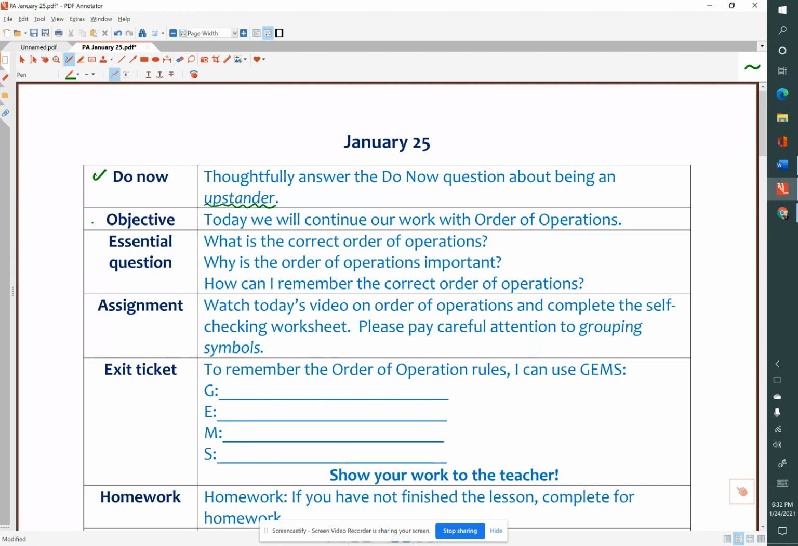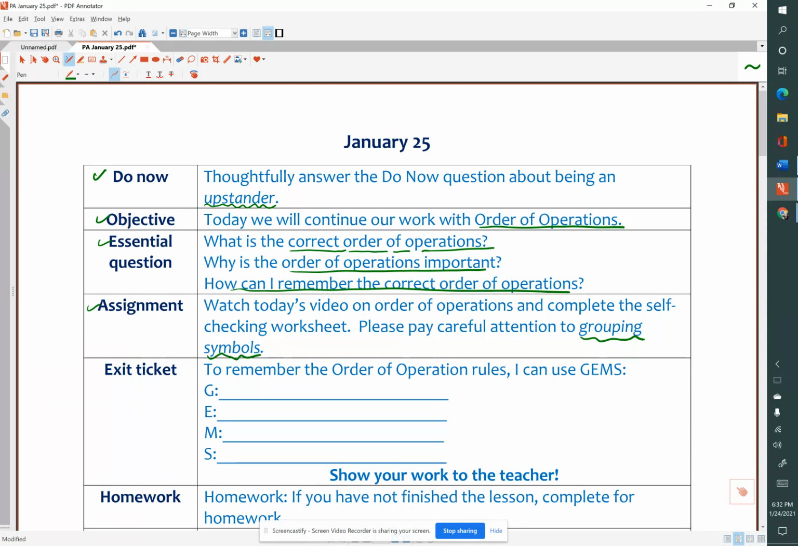Our objective today is to continue, still with our order of operations, one more day of this, and our essential question, as has been, what is the correct order of operations? Why is order of operations important, and how can I remember the correct order of operations? So we'll watch today's video and complete the self-checking worksheet and pay attention to those grouping symbols.